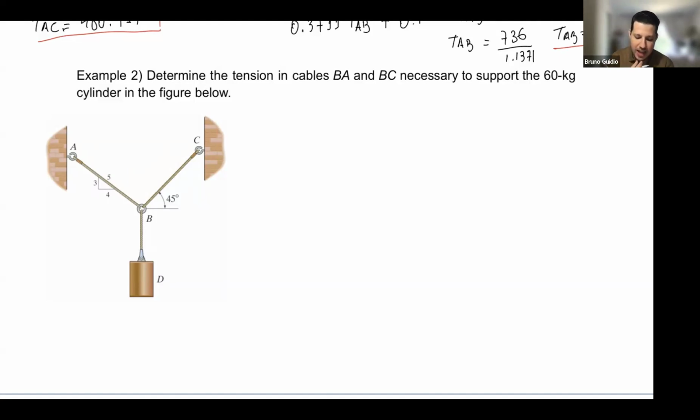Determine the tension in cables BA, BC, necessary to support the 6 kilograms cylinder in the figure below. Now, 6 kilograms. I'm not talking about weight, not talking about newtons, talking about kilograms mass. So you already know tension, force, we work with newtons. So we need to change that mass to weight. And after that, we're going to write the equations of equilibrium.